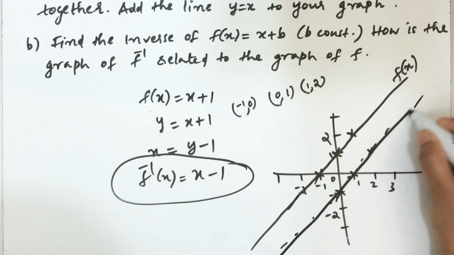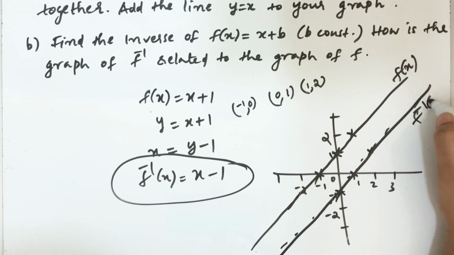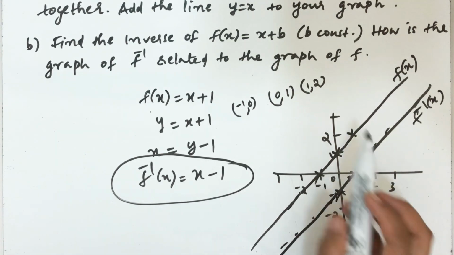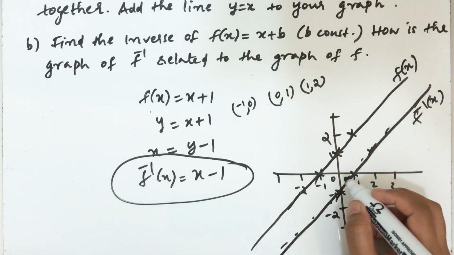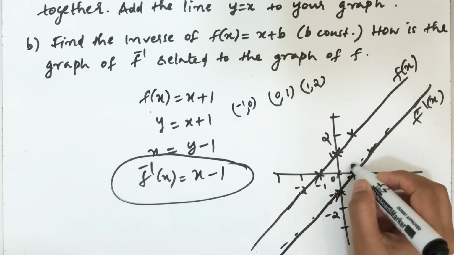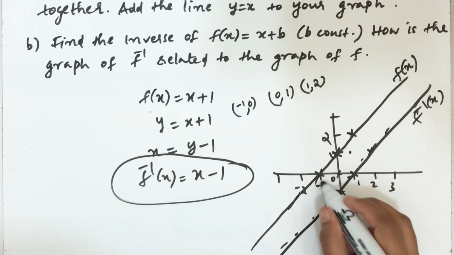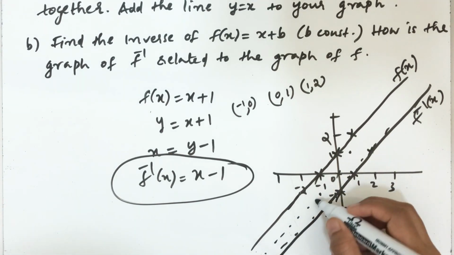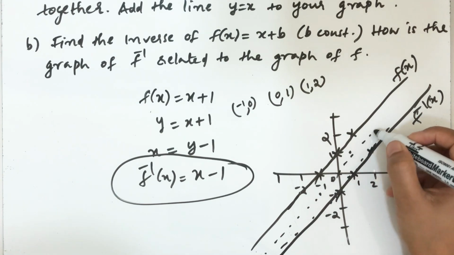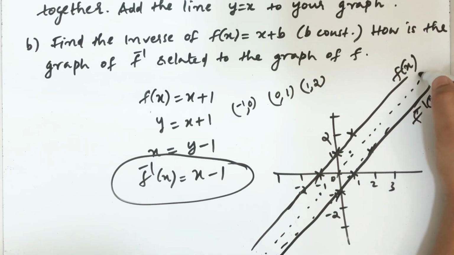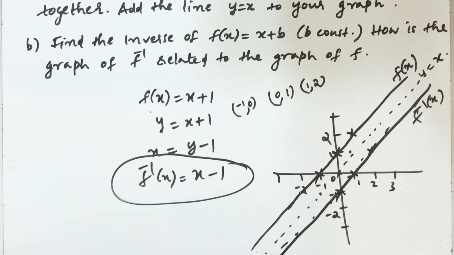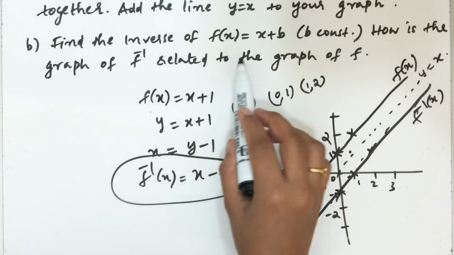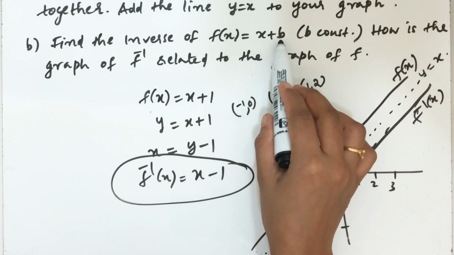I am making a rough sketch, okay. This is f inverse of x and you can draw the line y equal to x. y equal to x passes through 0, 0, 1, 1, minus 1, minus 1, 2, 2, etc. So this is the line y equal to x.